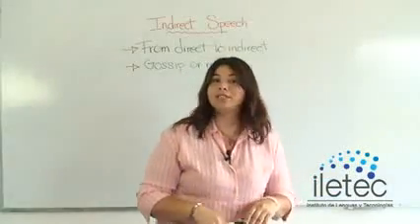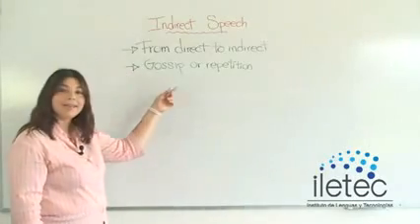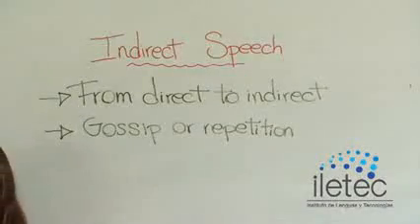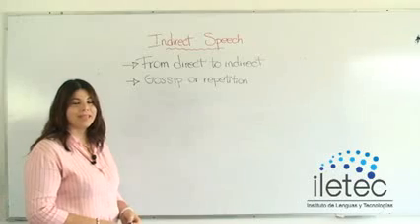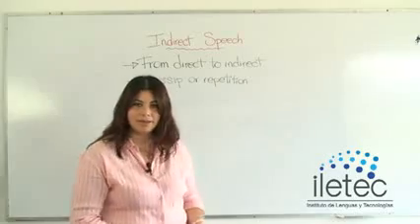So indirect speech is, for example, when you are told something and you have to repeat it, it is switched from direct into indirect. It is also called gossip or a repetition. How do we understand this better?